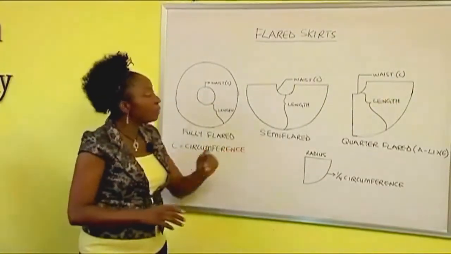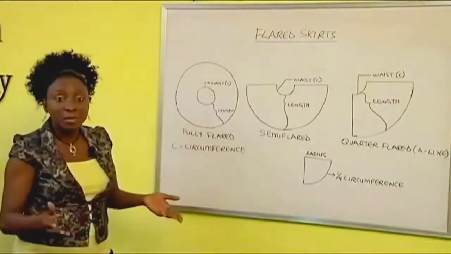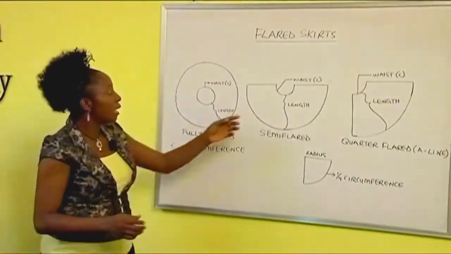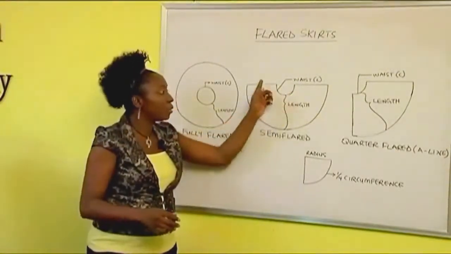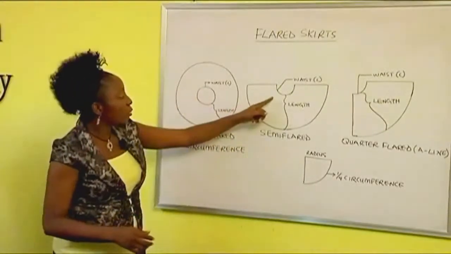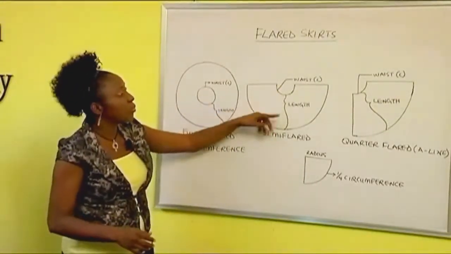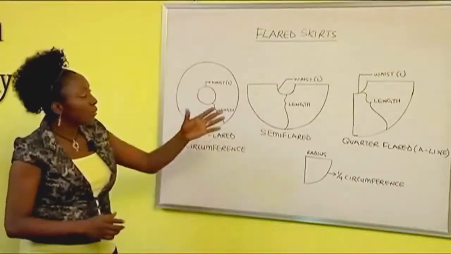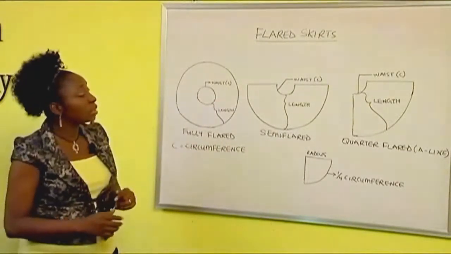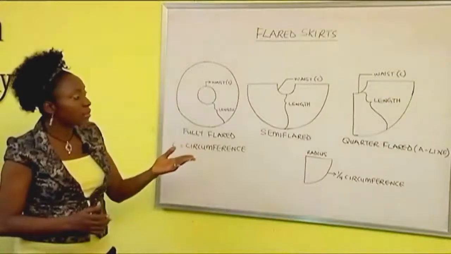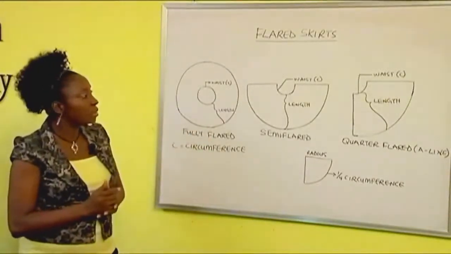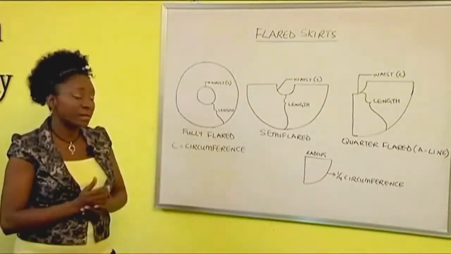Now if you look at the semi-flared skirt, you can see that it's a semicircle. We have the inner semicircle here representing the waist, and the distance between the 2 semicircles will give you the length. The third one is a quarter circle, called the quarter flared skirt, also known as the A-line skirt.